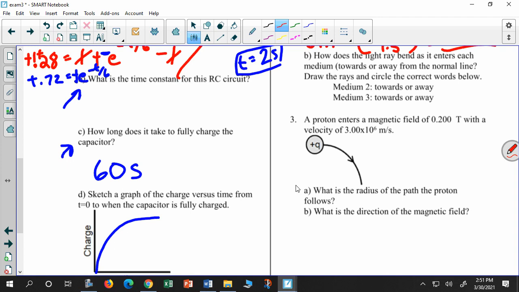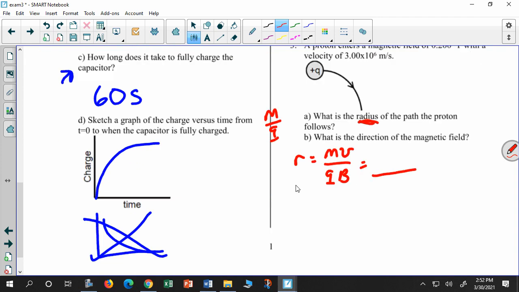All right. And then you're going to have one like this with a mass spectrometer. I might ask you what is the radius, or I might ask you the mass to charge ratio for that. Any one of those is going to be R is equal to mv over qB. That's your cyclotron equation. If I'm asking you to calculate R, you'll just be using those values. If I'm asking you to calculate the mass to charge ratio like we've done in class, it's going to be RB over V.